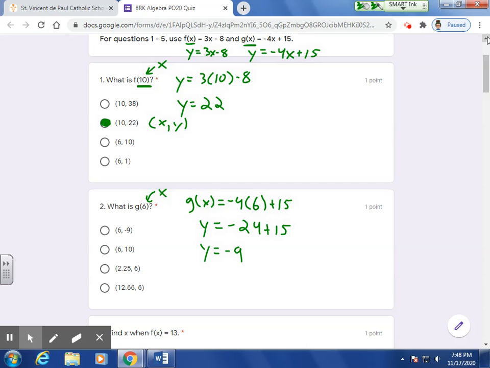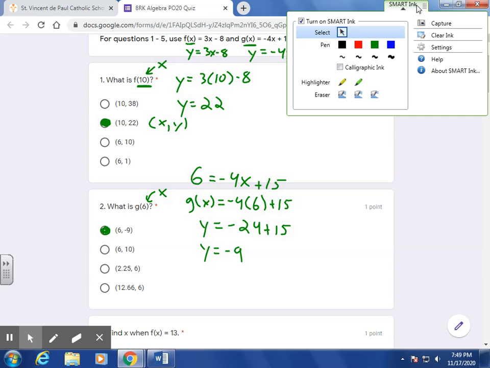So when x is 6, y is negative 9. That's what that ordered pair tells us there. 6, negative 9. Obviously, being multiple choice, I did kind of give you answers that you would get if you did something incorrect. So if you plugged in 6 for y, if you put 6 equals negative 4x plus 15, and you solved that, then you would have gotten 2.25 as an answer there, right? That would be doing it backwards, okay? So not trying to trick you, but just trying to see what mistakes you might have been making going through this.